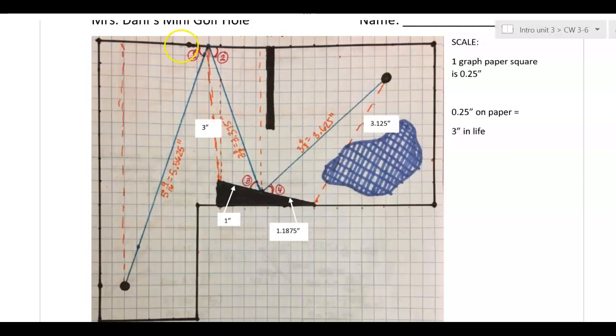So what that means is that this angle right here is between the wall and how the ball went into the wall. And then when it bounced off of the wall and came back out this way, it should be at the same angle right there, okay?